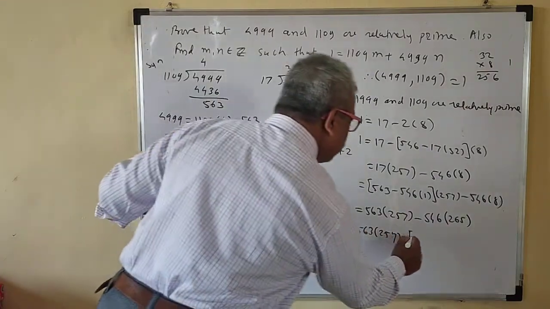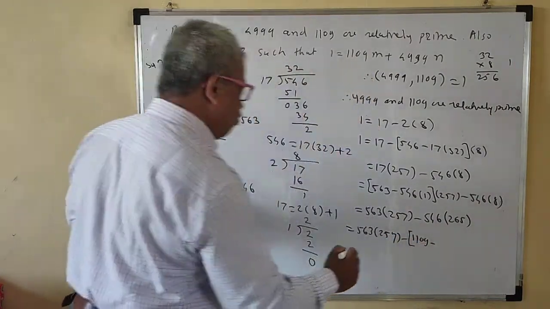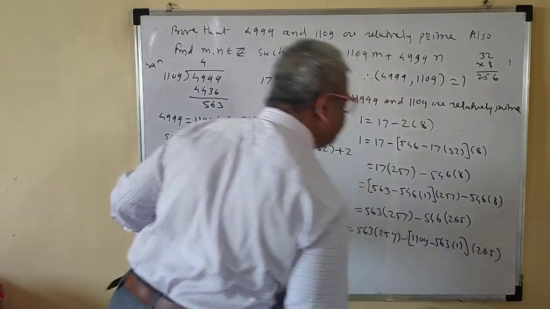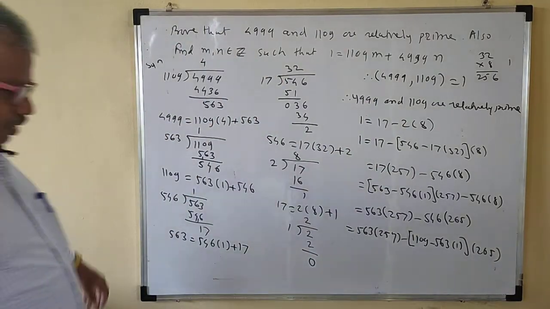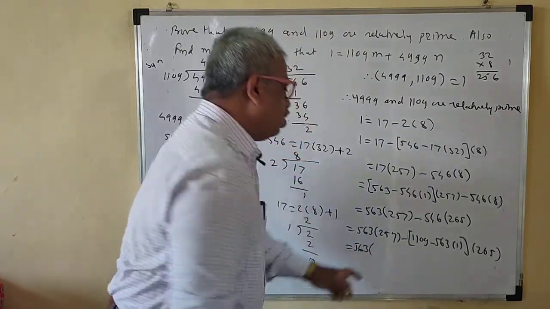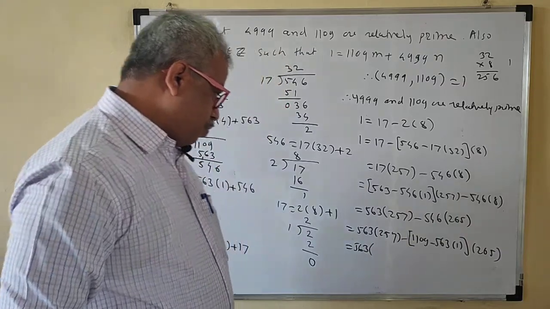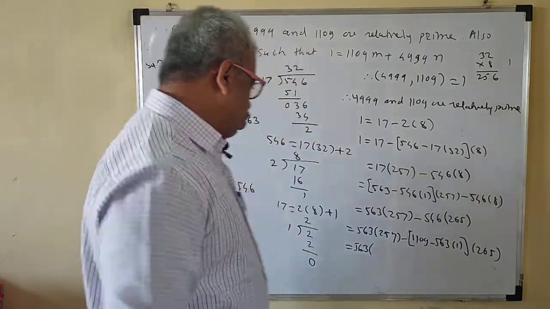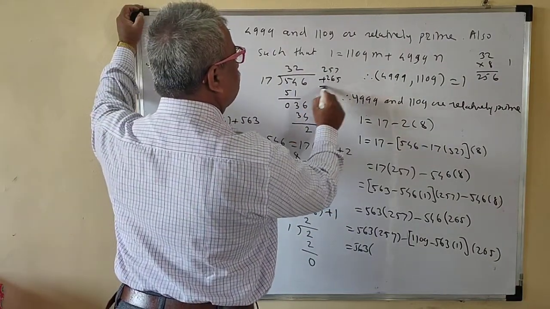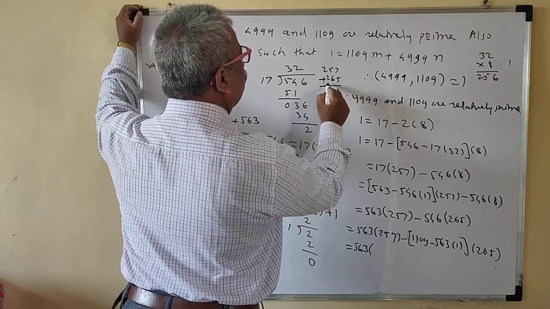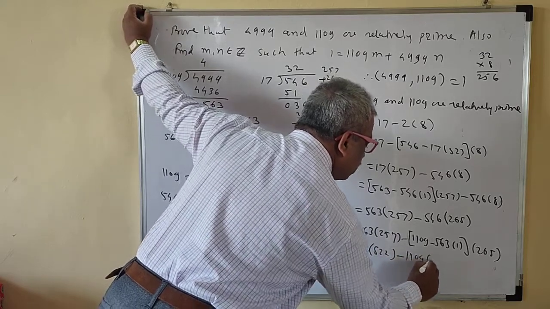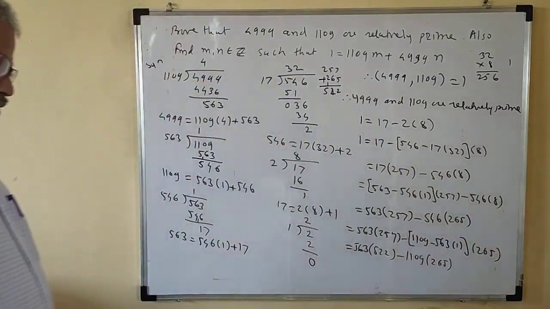So this is what? 1109 minus 563 into 1 into 265 into 265. Now correct this. So now this is what? 563 into this, 257 minus becomes plus now. 257 plus 265. So this is 12, 2 and this is 522. This is what? 522 minus 1109 into 265 into 265.